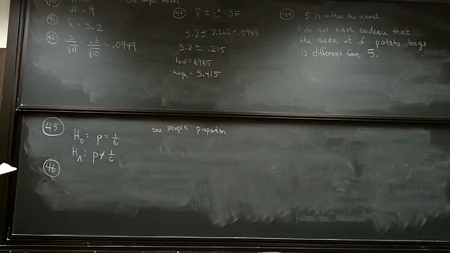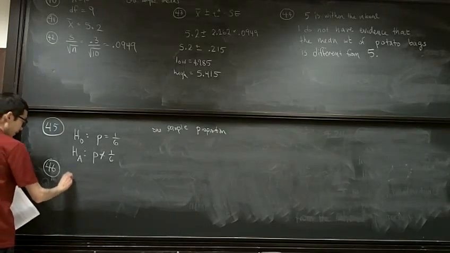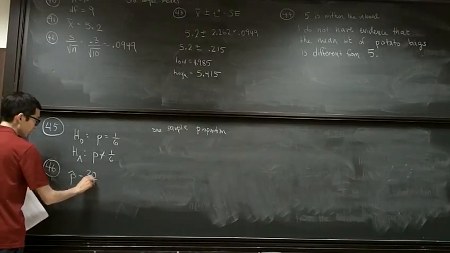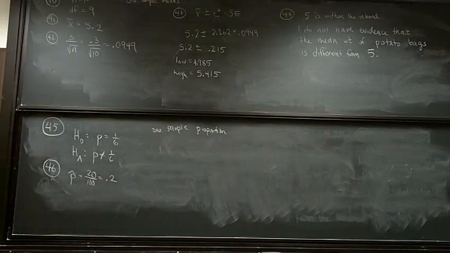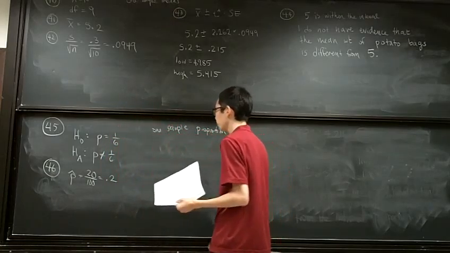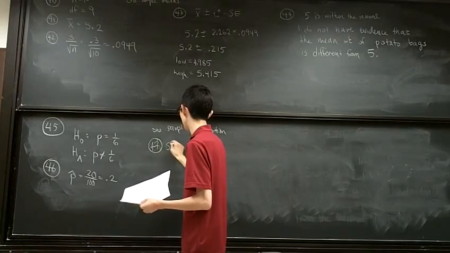Okay, what is the sample proportion? So the sample proportion is p hat, and that is 20 over 100. The sample proportion I get is 0.2. All right, what's the standard deviation of your sampling distribution? That's just another way of saying what is your standard error.